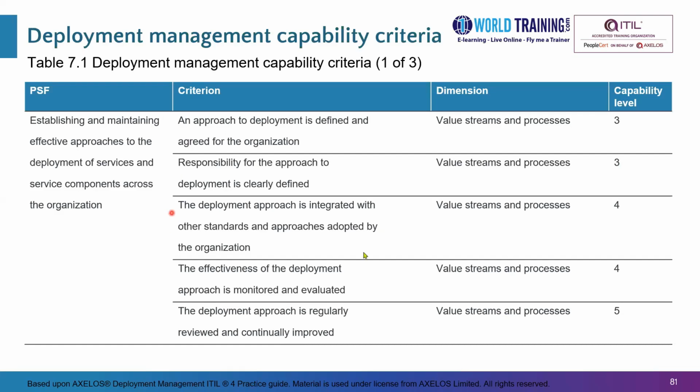Now, one thing here, this is not at level 3, but level 4, because you might recollect, I mentioned earlier that integration of suppliers, integrated information system, integration with other practices to create the value streams, these occur at level 3, but the integration of the deployment approach with other standards and other approaches, such as the continual improvement approach or whatever, those are happening only at level 4. So please note this entry carefully.